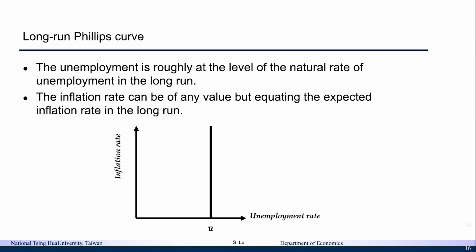So we argue that in the long run, the relationship between the inflation rate and the unemployment rate is that the unemployment rate will stay at the natural rate of unemployment, but the inflation rate can be at any level because the inflation rate depends on the government's monetary policy. And that will be the long run Phillips curve, which is a vertical line.